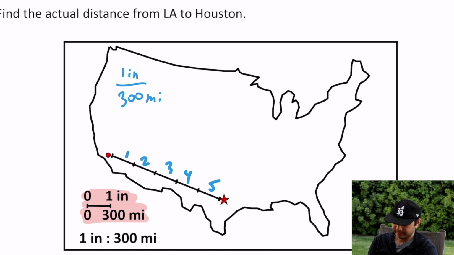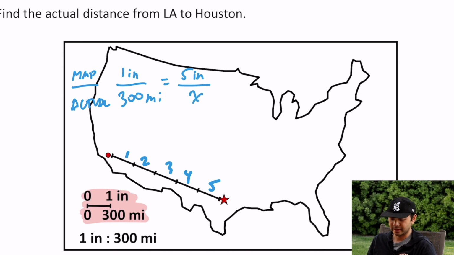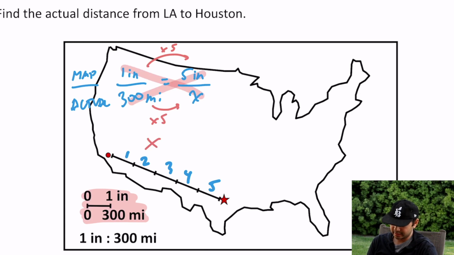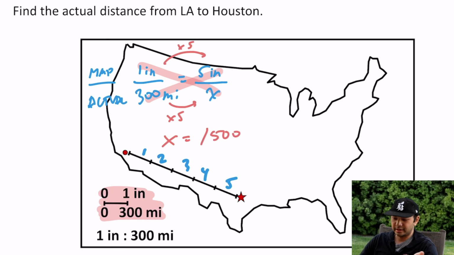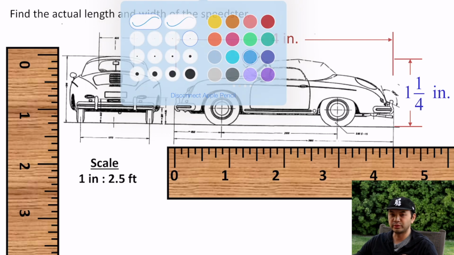So I'm going to say the map over actual. It's going to be map over actual. So that means the map here is 5 inches from LA to Houston. So it's about what? How many miles there? So 1 times x is just x, and 300 times 5 is going to be 1,500. And don't forget to put the units, 1,500 miles. All right, cool. Moving on to something else.